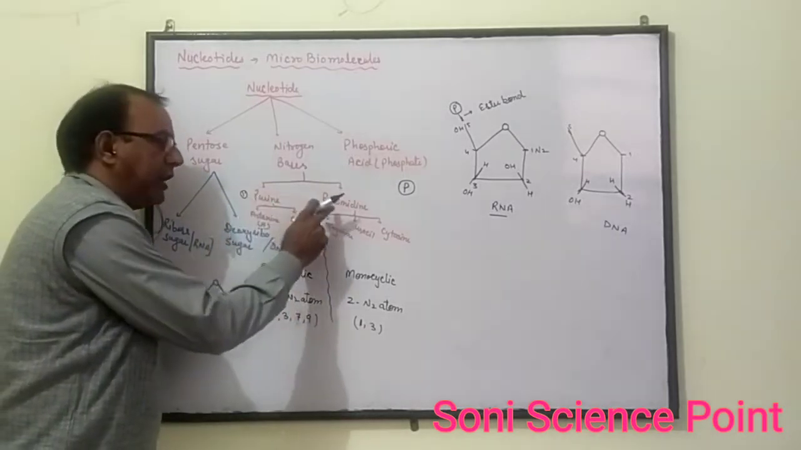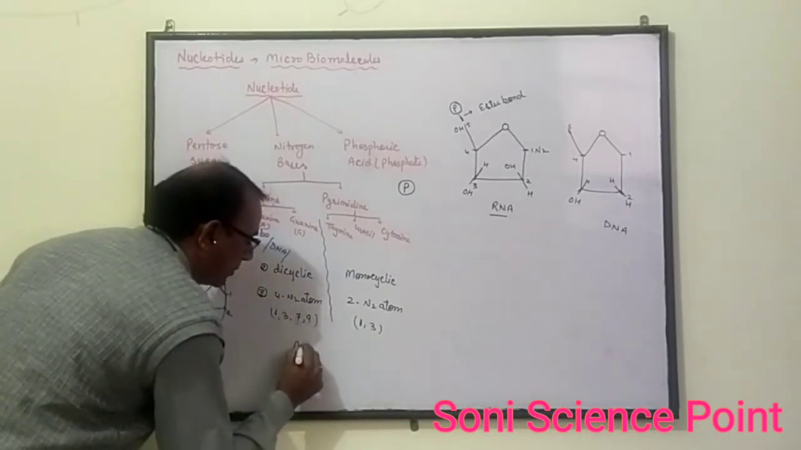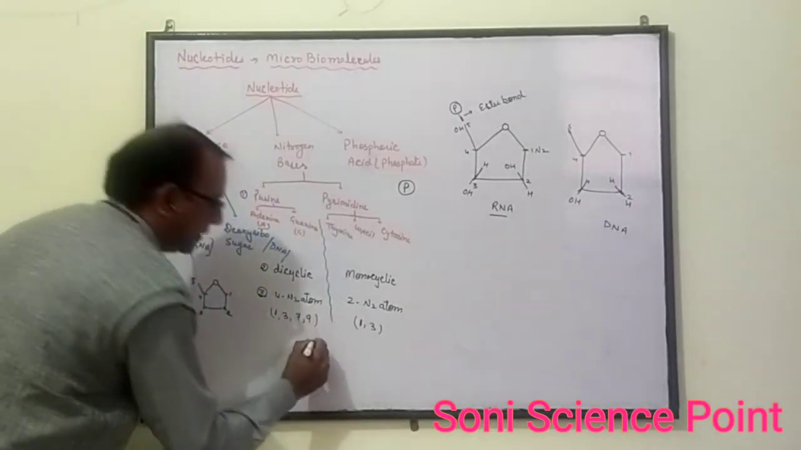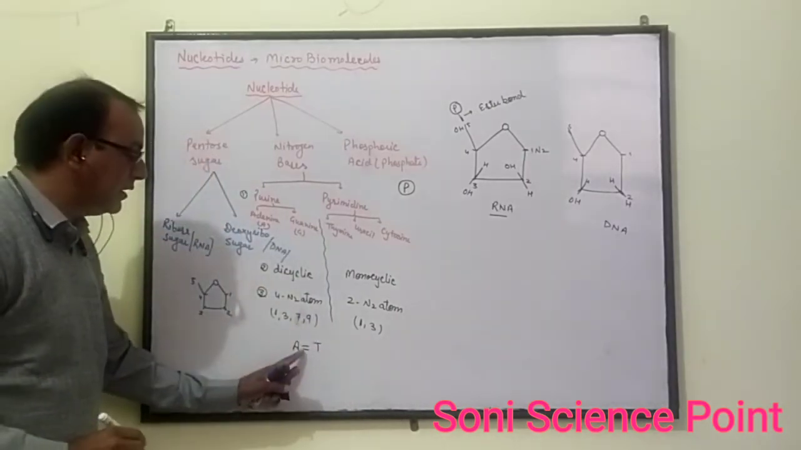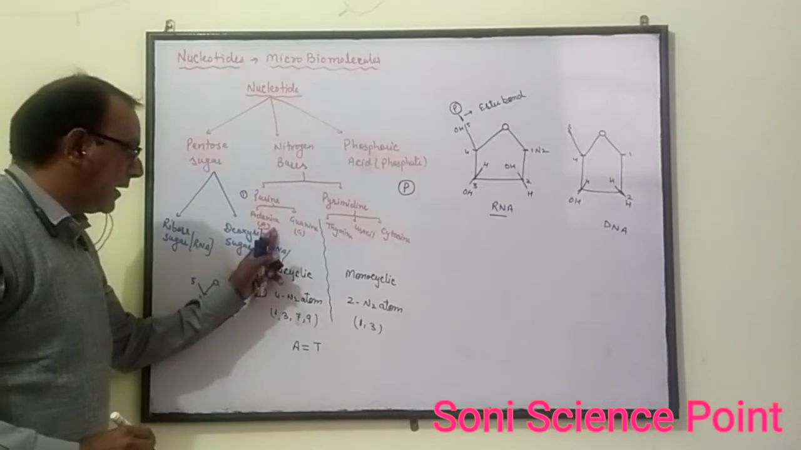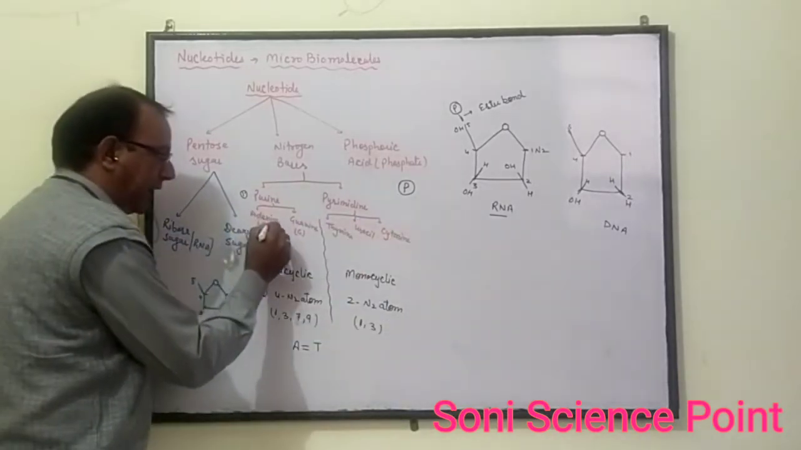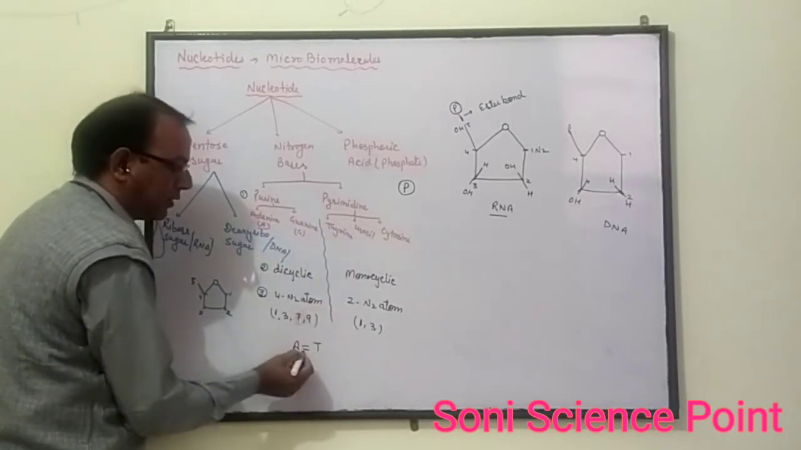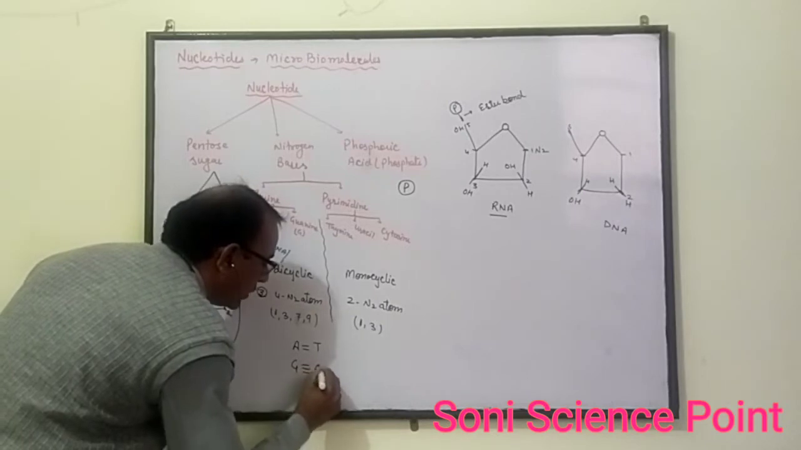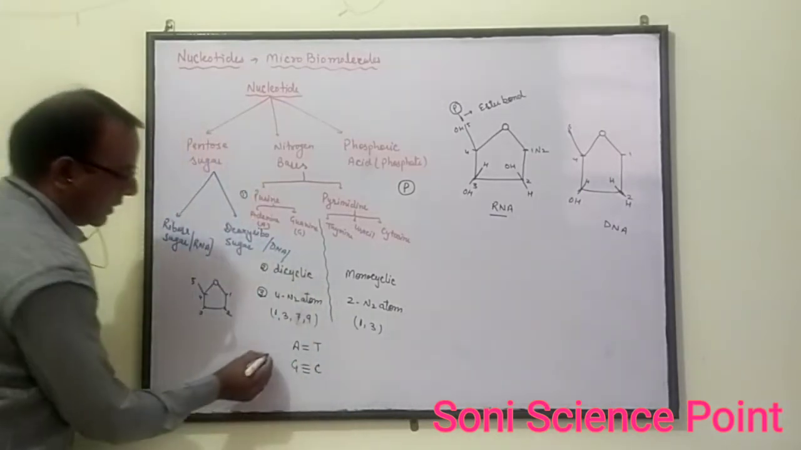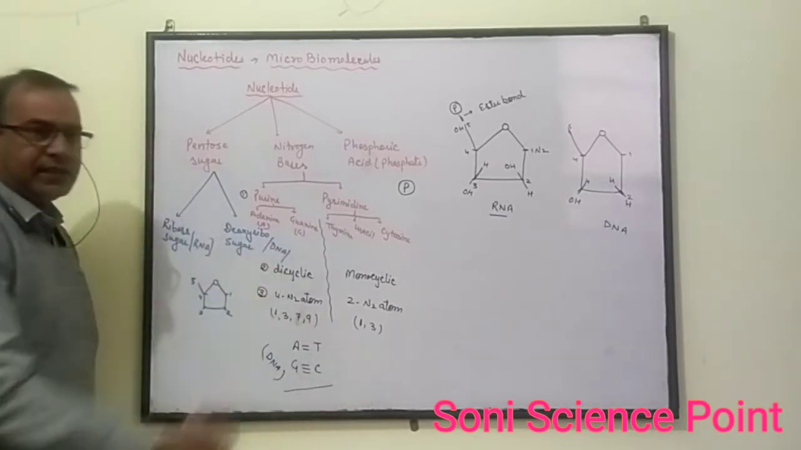Purine is always bonded with pyrimidine. Adenine is always bonded with thymine with a 2 hydrogen bond. This is not the sign of equal to, it is the 2 hydrogen bond. In DNA, adenine combines with thymine with a 2 hydrogen bond, and guanine with cytosine with a triple hydrogen bond. If we draw the structure of DNA, this will remain the same.